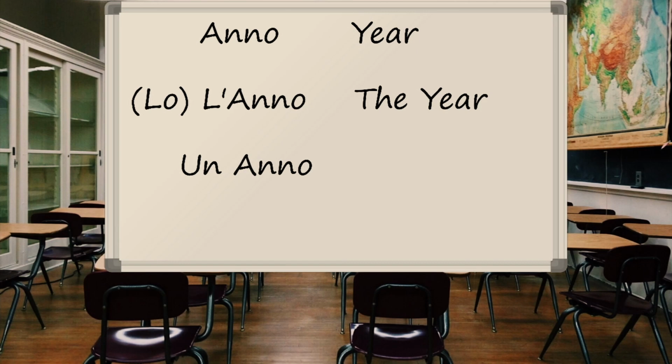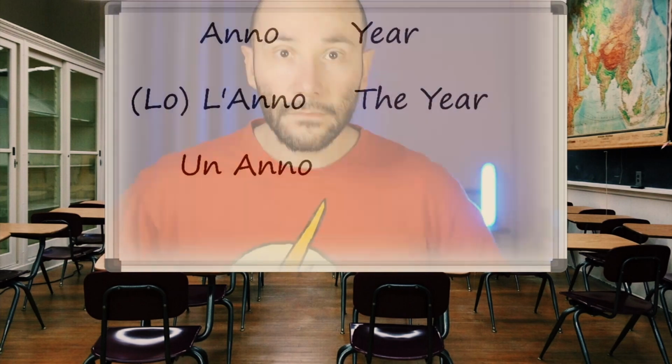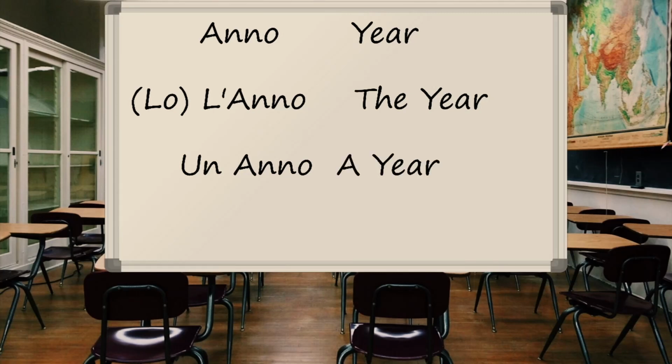Un anno, in this case, the elision is not needed because un, the article, stays on its own, without any vowel. Un anno, a year. Gli anni, the years. Plural.